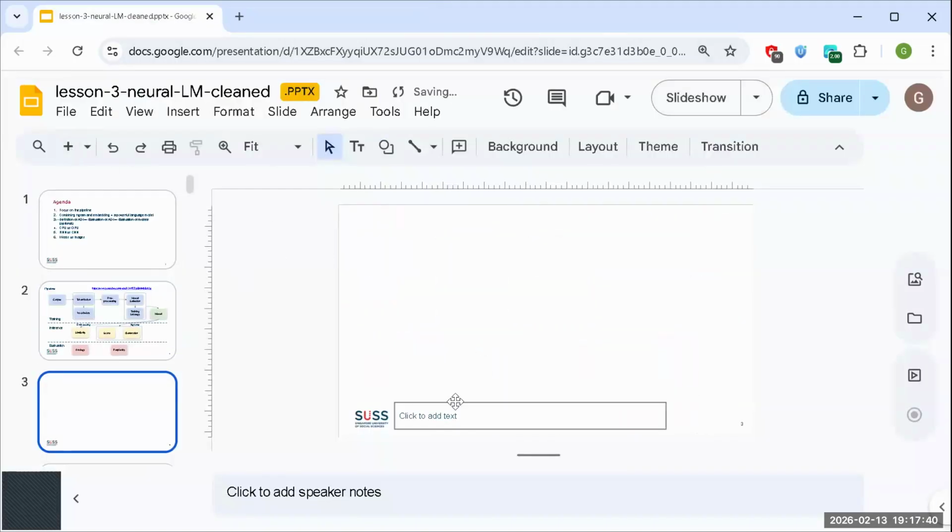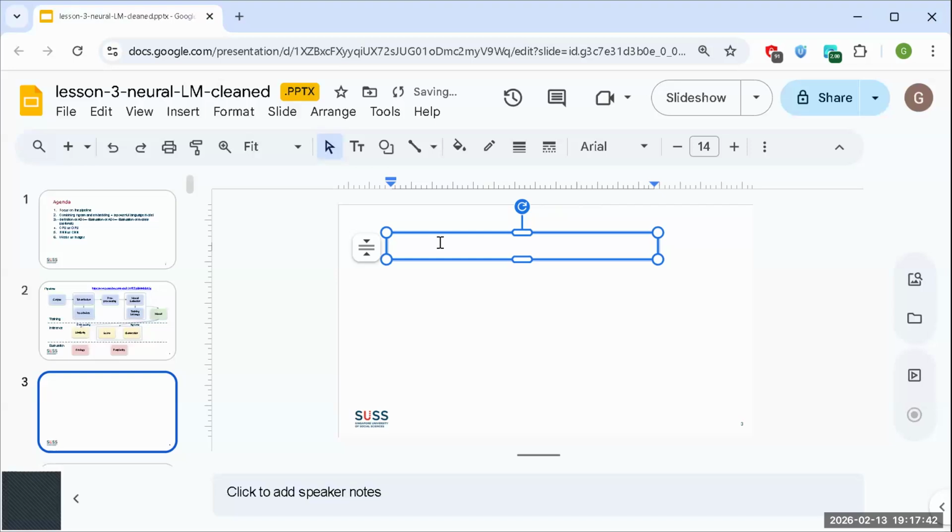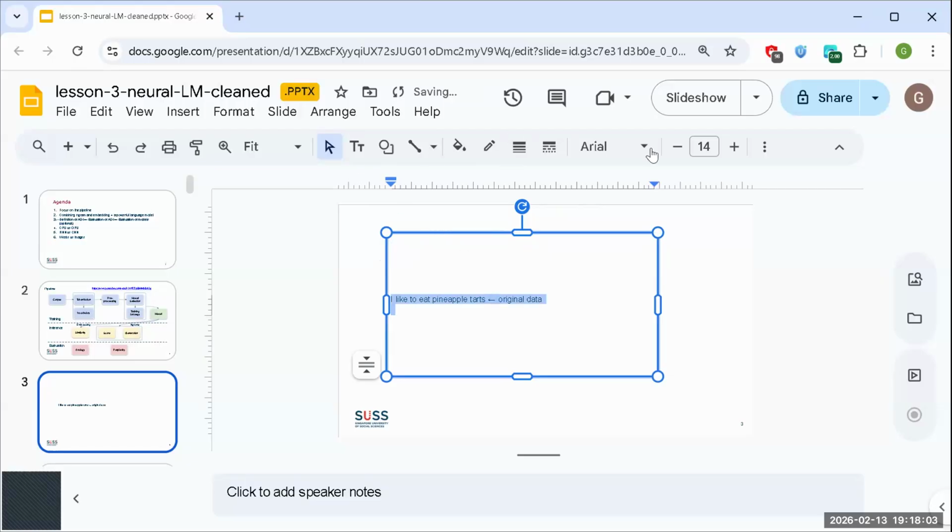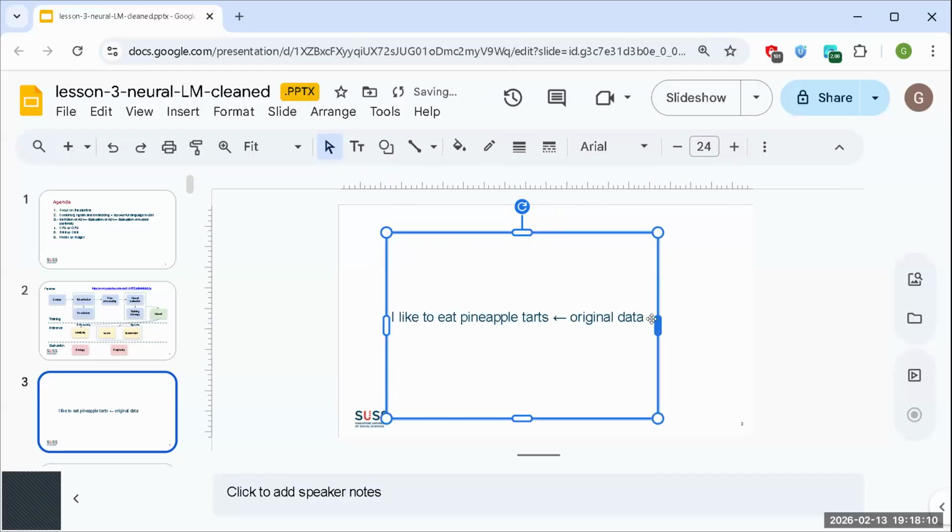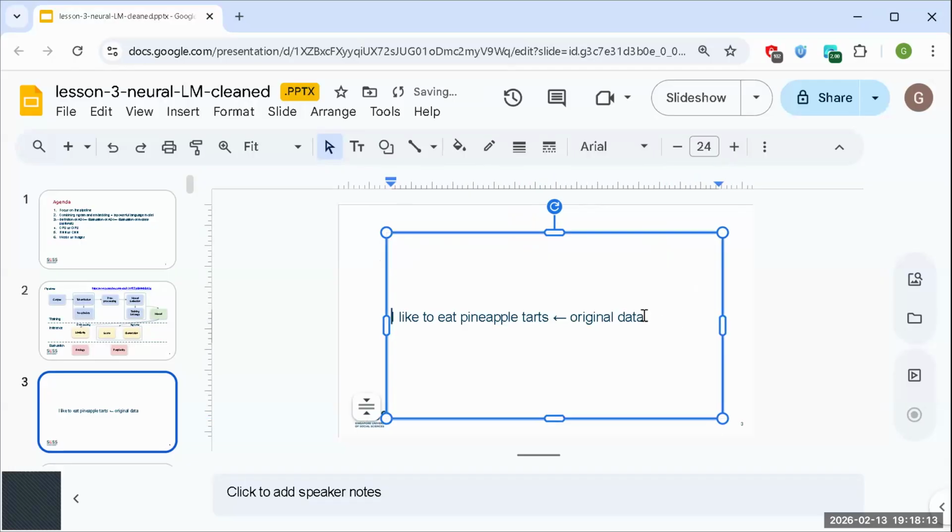So for example, if your corpus, your original data set, is "I like to eat pineapple tarts." Okay, so this is your original data. So what does feature engineering do? Let me make it a bit bigger. So, I like pineapple tarts. Maybe you like having a lot of that during Chinese New Year. So this is the original data that you train the model on.